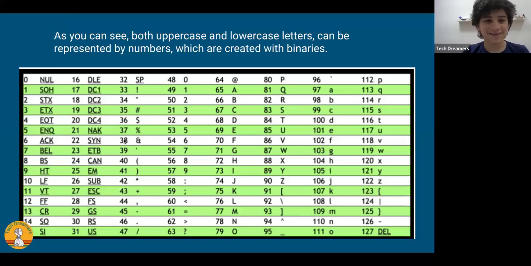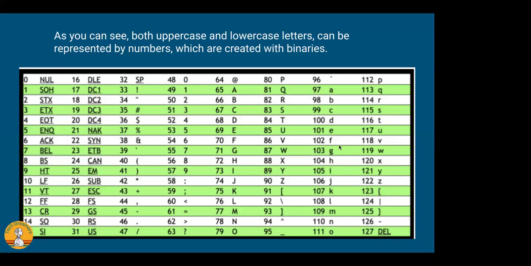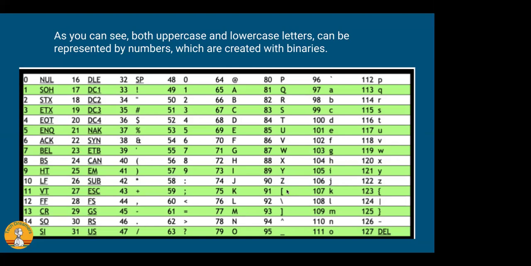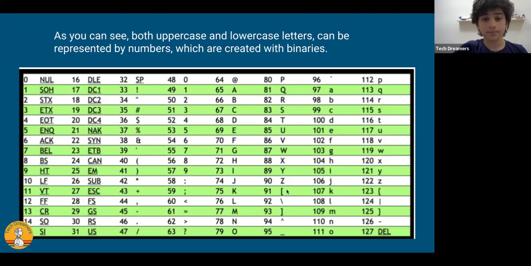As you can see here, both uppercase and lowercase letters can be represented by numbers, which are created by binaries. For example, here you can see a capital A is represented by 65. A lowercase g is 103. All these numbers are made with combinations of 0s and 1s, which I will get into in the next slide. They allow numbers, letters, images, colors, or symbols to be shown on a computer at all.